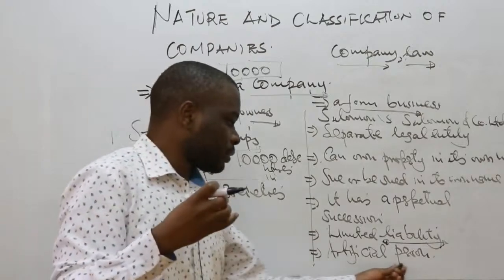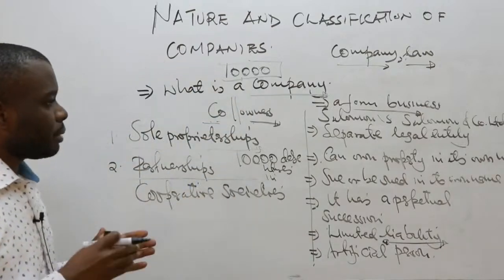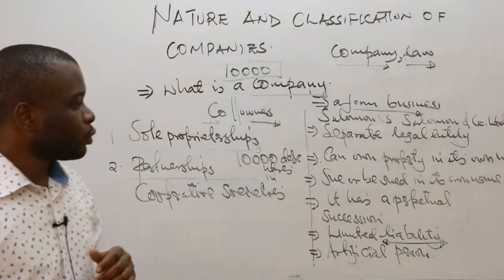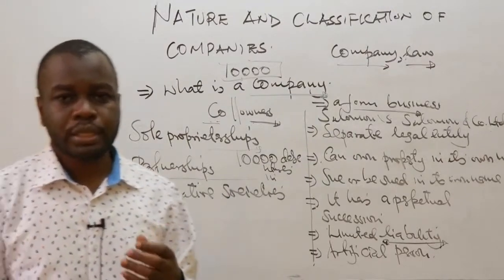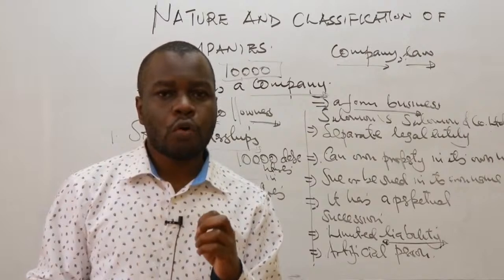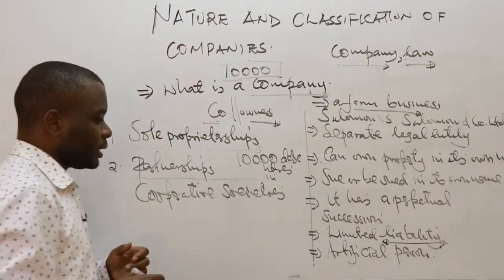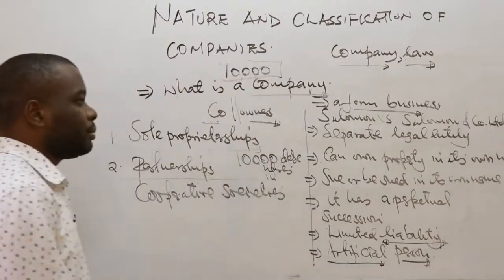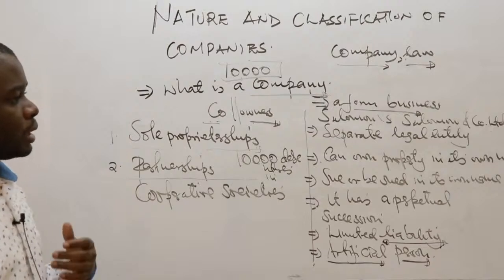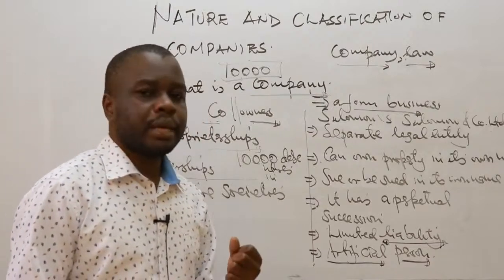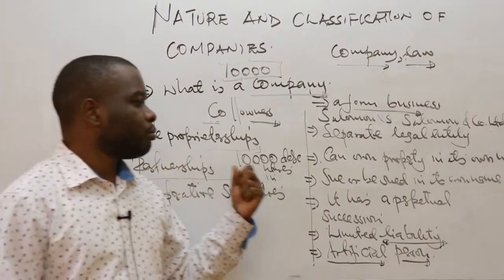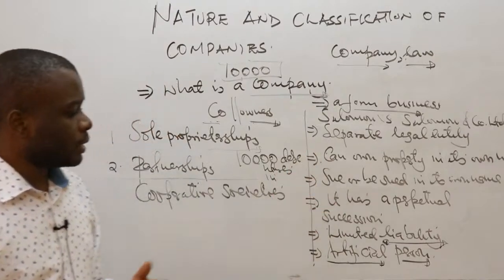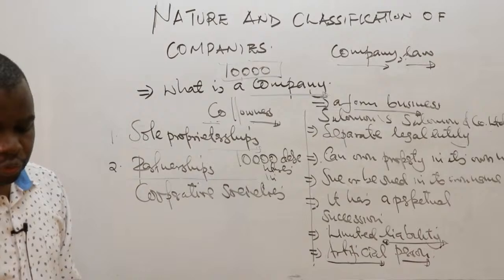Then an artificial person. It basically means that a company is viewed under the law as being a person who has been created artificially through the process known as formation, or you can say incorporation of the company. So the company will be registered artificially and become an artificial person, and viewed under the law as being a person, being able to acquire properties, being able to be sued in its own name, having a perpetual succession. So it is viewed under the law as being an artificial person.